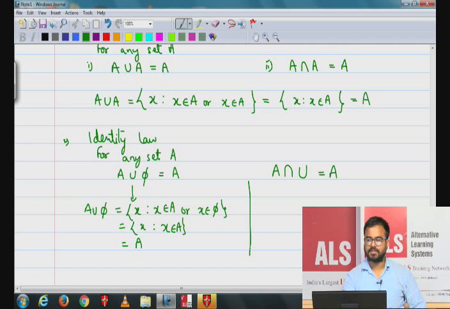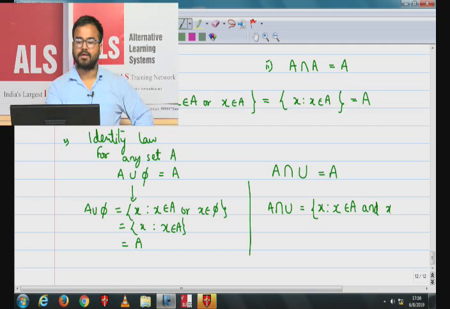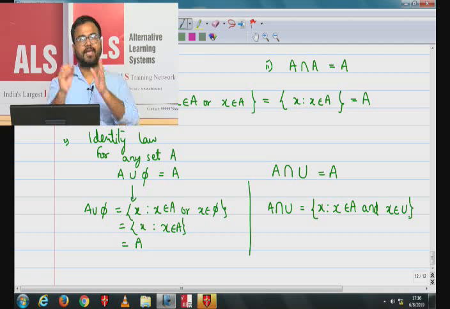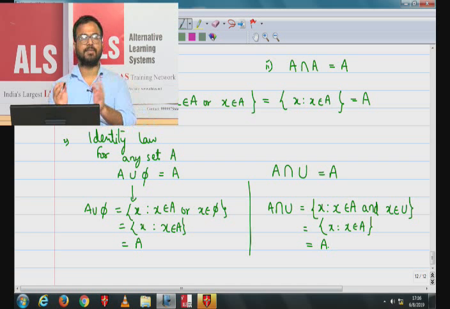And in case of this one, A intersection U, since it is an intersection, we will use the term AND. So we will say set of all X such that X belongs to A and X belongs to U. So what is the common between both of them? We always know that A is common only. So X belongs to A intersection A, which is equal to A again. So this is just a basic proof of this one.